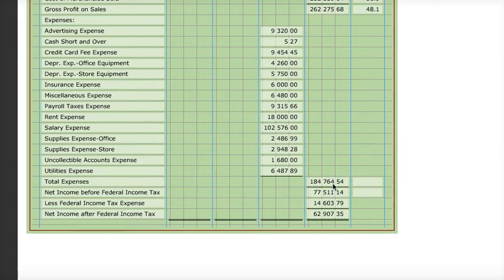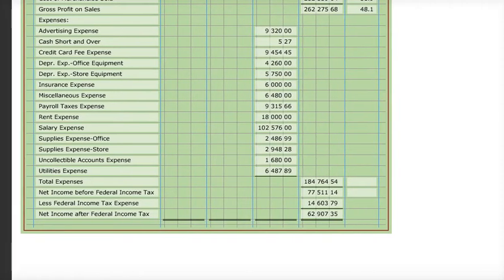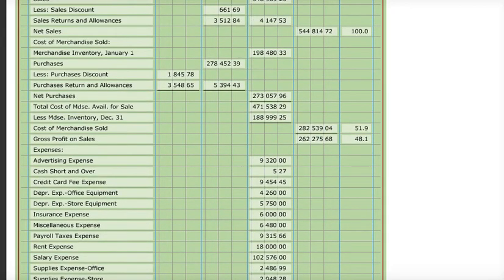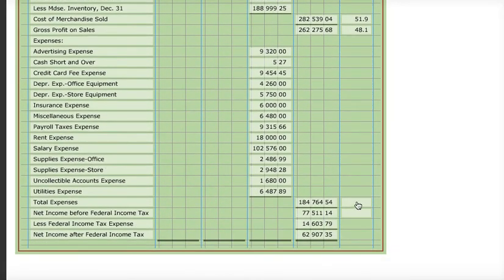All right, and for the last step to get these percentages down here, we're going to take my 184,764.54 and divide it into up here, which was my number at the top we used earlier, which is going to be my 544,814.72. Should give you a percentage of 33.9. So right here, 33.9. And same thing, 77,511.14 divided into that 544,814.72 will give you a percentage of 14.2.